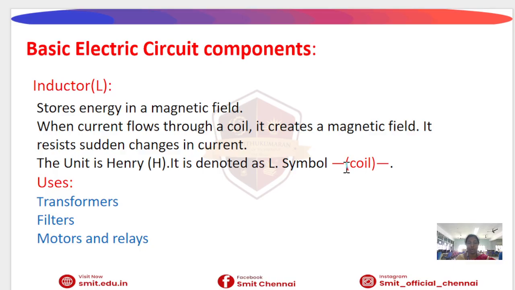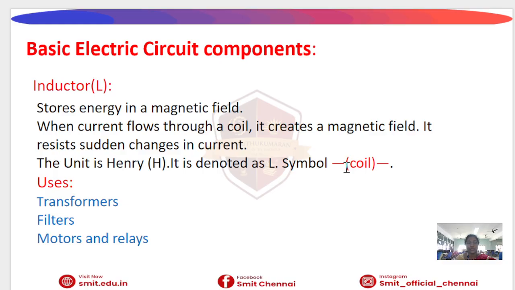When the current flows through the coil, it creates a magnetic field around it. So the inductor opposes the sudden change in the current. For example, when you suddenly switch off a fan, sometimes you see a spark. That is because the inductor releases the stored magnetic energy. The inductor drastically releases the stored magnetic energy. The uses are transformers, which are mainly based on the inductor, and filters, relays, and motors, which always use the inductor.